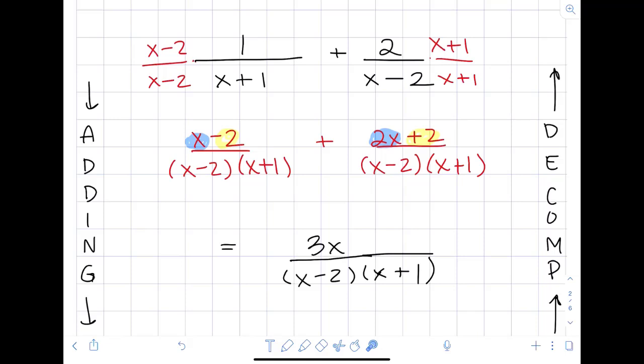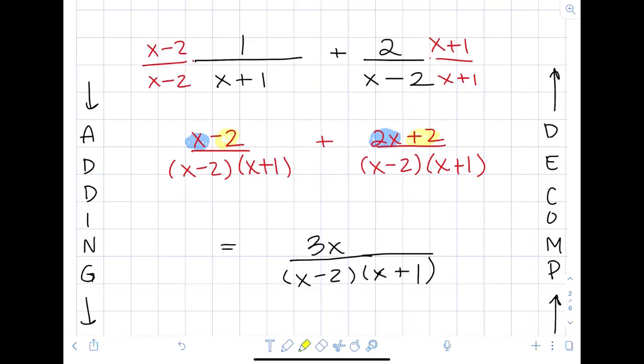So when we multiply 1 over x plus 1 by x minus 2 over x minus 2, we get x minus 2 on top, and the bottom becomes x minus 2 times x plus 1. Now don't combine those because that's actually going to be not super helpful for what we're trying to do. And adjusting our second fraction, we multiply numerator and denominator by x plus 1 over x plus 1. So the numerator becomes 2 times x, 2x, 2 times 1, plus 2. And the denominator is, of course, x minus 2 times x plus 1.